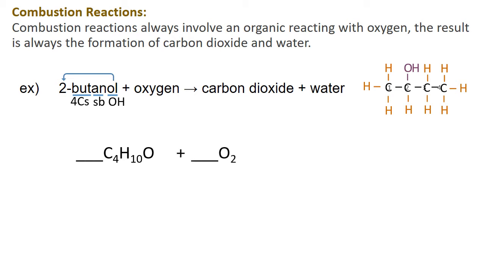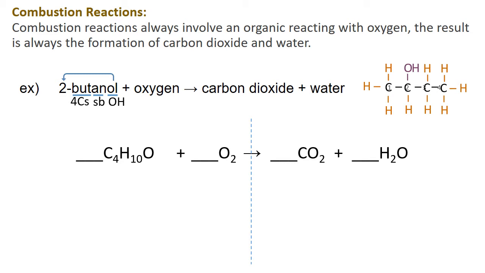So I write O2. And that turns into carbon dioxide, which is a covalent molecule. So it says just carbon, which is 1 C, and dioxide, which is 2 oxygen. So CO2, 1 carbon, 2 oxygen. And it also produces water. Now I have to balance.